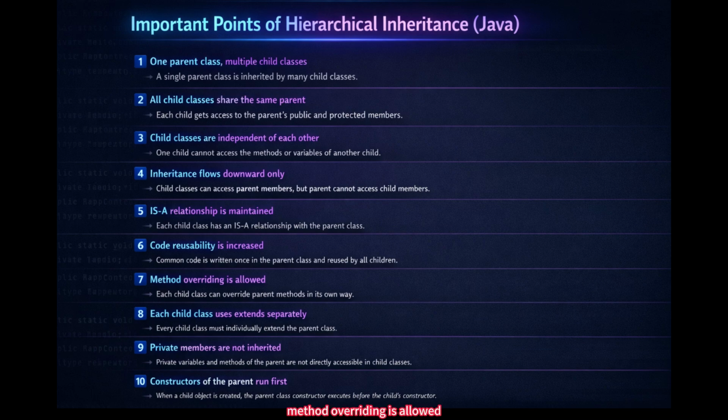Method overriding is allowed. Each child class can override parent methods in its own way if needed. Each child class uses extends separately. Every child class must individually extend the parent class. Private members are not inherited. Private variables and methods of the parent are not directly accessible in child classes. Constructors of the parent run first. When a child object is created, the parent class constructor executes before the child's constructor.